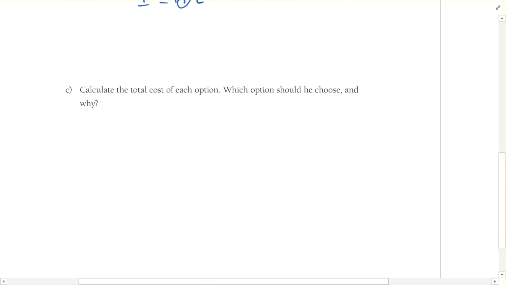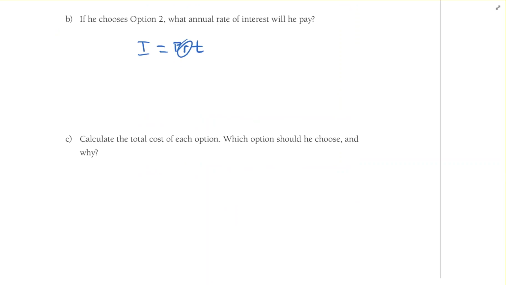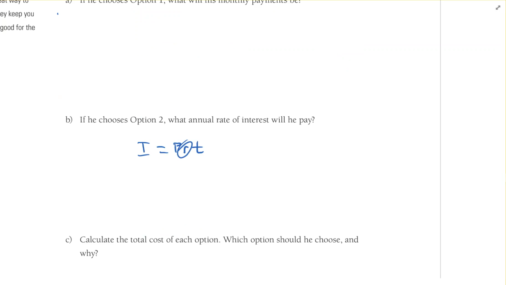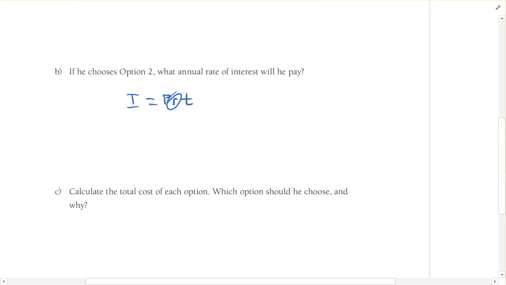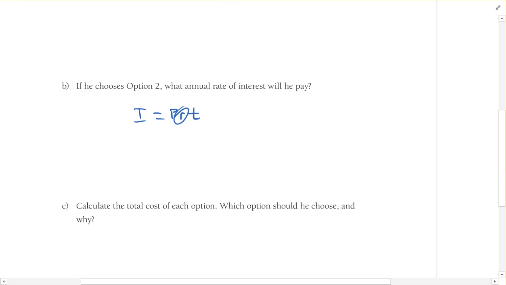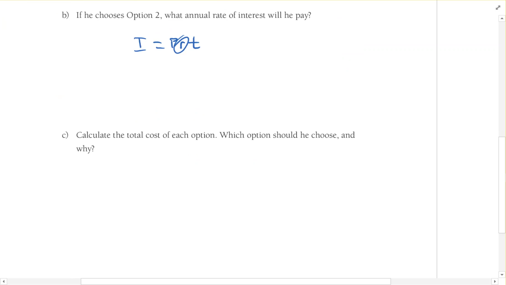All right, and then lastly, 9C, calculate the total cost of each option. Which option should he choose and why? So this one shouldn't be too bad. You've already actually figured out option number 2 for question B. So we just need to figure out option number 1. So just the total amount that option number 1 is going to cost, compare it to option number 2. And that's it. So go ahead and answer 9C now.